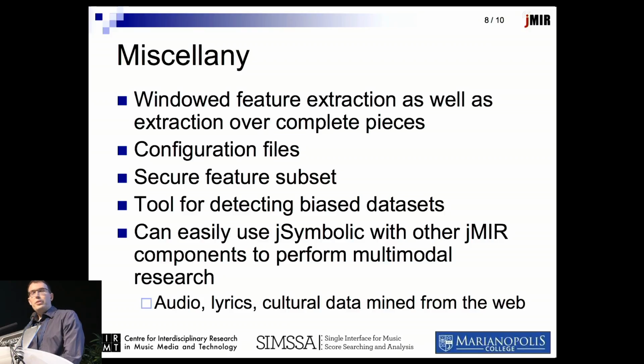We have a secure feature subset, which is useful if you're dealing with biased data sets, so these features are particularly safe and less susceptible to some of those problems. You've got a tool for detecting those kinds of biases in data sets so that you know that they're there and you know to use the safer features. And you can also use jSymbolic with the other jMIR components if you want to do multimodal research involving matched audio files or lyrical data or cultural data.